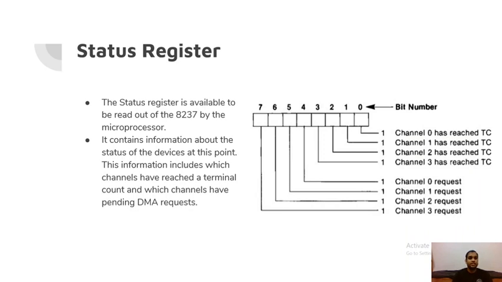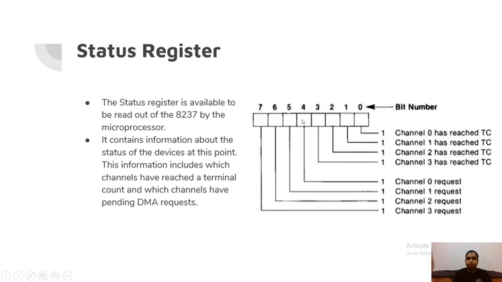The last register is the status register. The status register is available to be read out of the 8237 by the microprocessor. It contains information about the status of the device at this point. This information includes which channels have reached a terminal count and which channels have pending DMA requests. It is an 8-bit register similar to the previous registers.